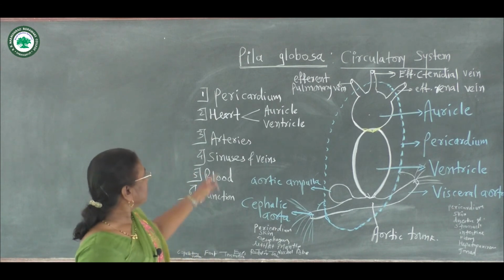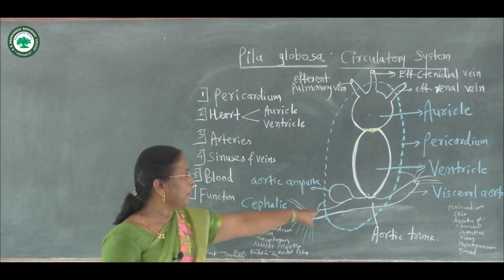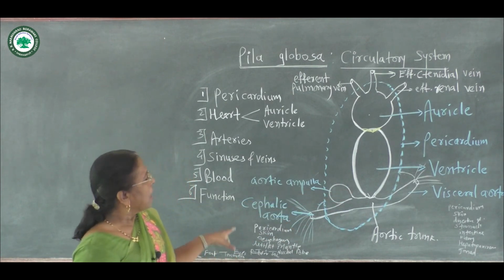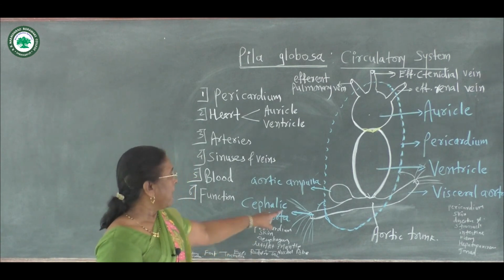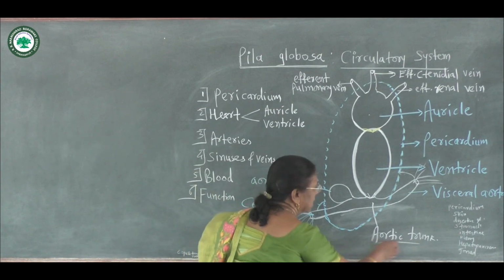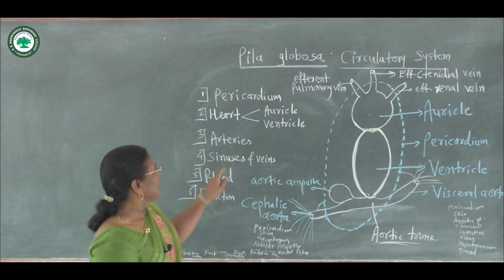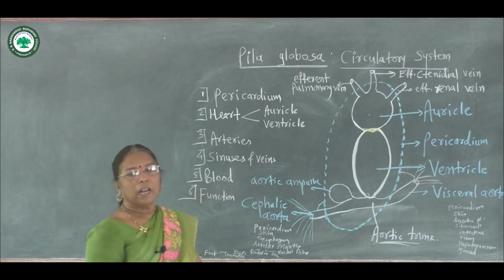These are the main arteries: the anterior cephalic aorta and the posterior visceral aorta. They both supply blood, meaning mixed blood is supplied by these two branches, and the main branch is the aortic trunk. Then the sinuses or veins. What is meant by a vein?